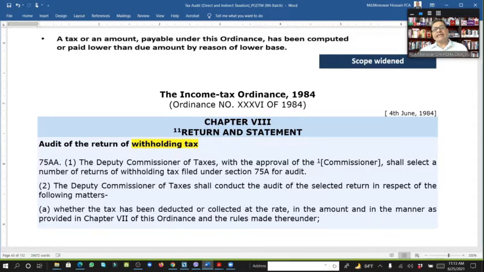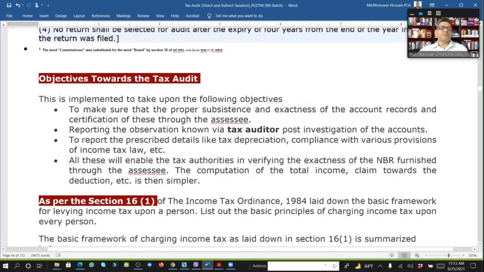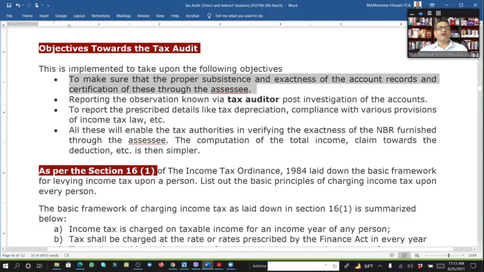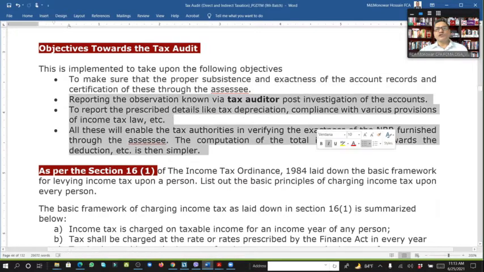So based on that, there are a lot of objectives towards audit, to make sure the proper submission of returns is reported. So the tax authority will verify with all the documents.